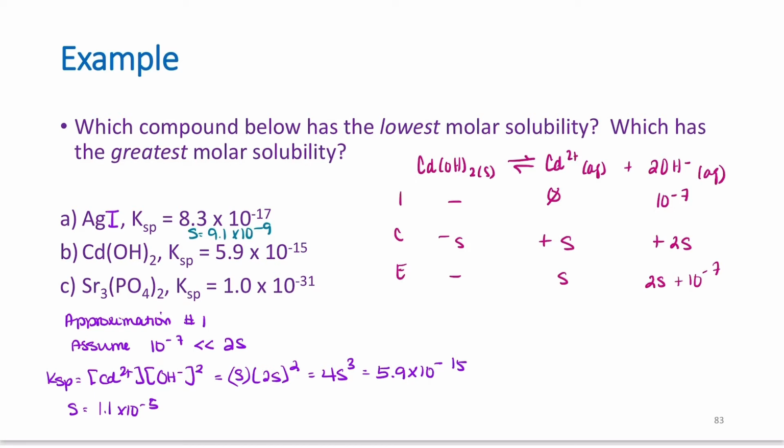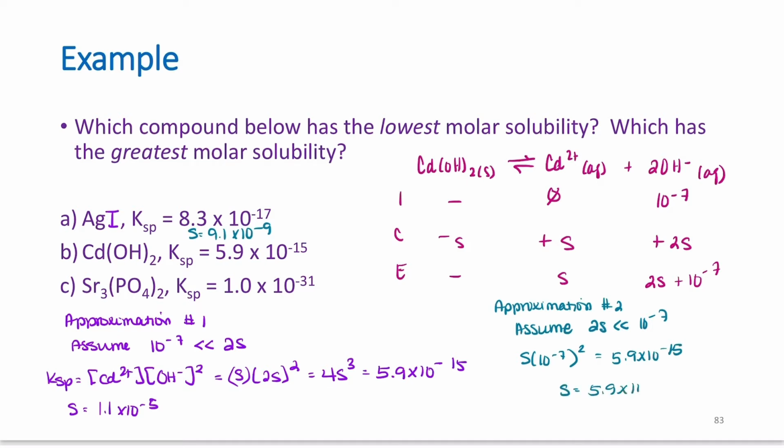I'm also going to do it with approximation number 2, just to check. That is where we are going to assume that 2S is very, very small compared to 10 to the minus 7. S times 10 to the minus 7 squared equals 5.9 times 10 to the minus 15. And if I solve this out, S would be 5.9 times 10 to the minus 1.